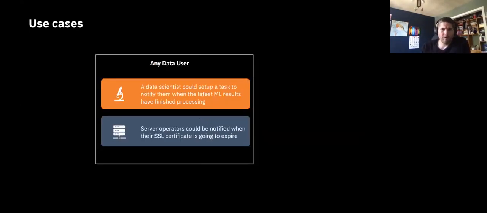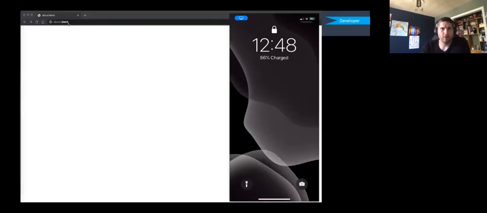And anyone who uses data could benefit from this. So if you're a data scientist, you could set up a task to get notified when the latest ML results in Db2 have finished processing. Or if you run your own internal root certificate authority, you can get push notifications when your SSL certificate is about to expire. Anything that's stored in Db2 is good for this. So we have a quick demo here that we'll go through.